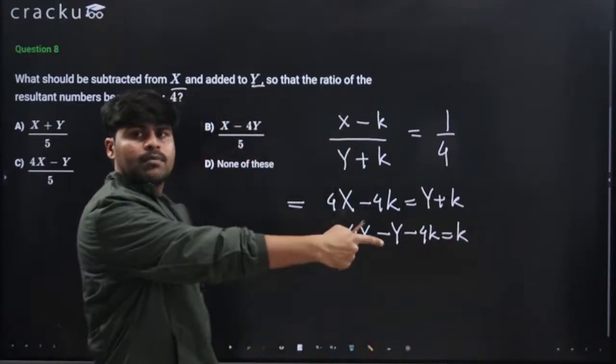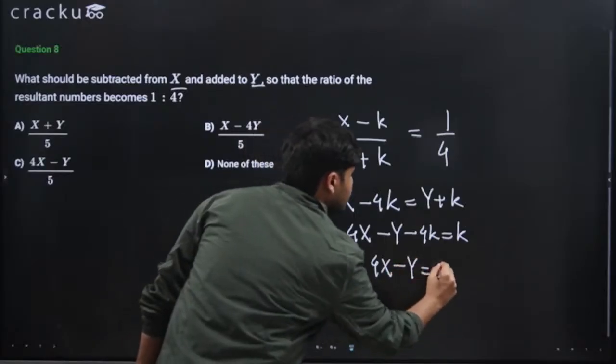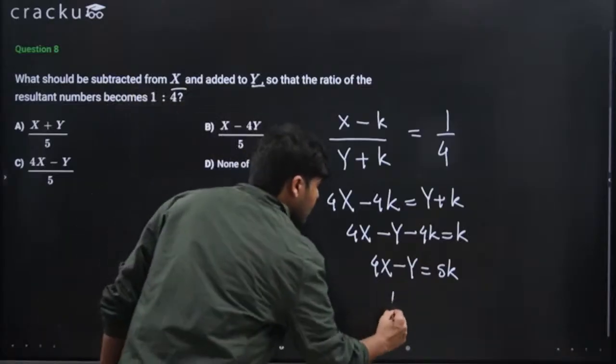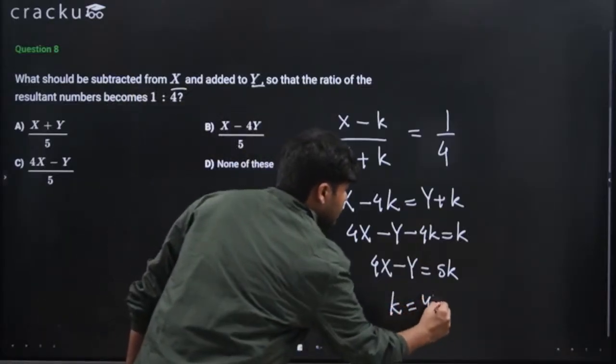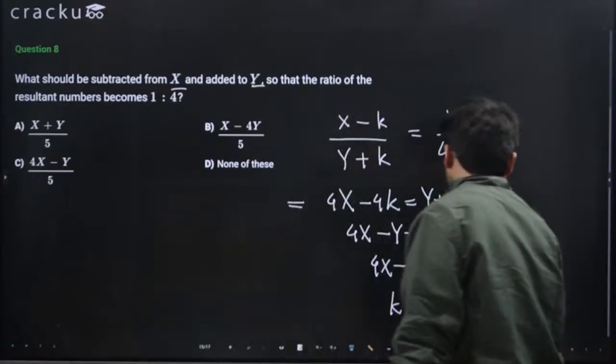We can again add 4k to both sides. We will get 4x minus y is equal to 5k. We can divide by 5 on both sides. We will get k is equal to (4x minus y) upon 5. And that's it. We have solved the question.